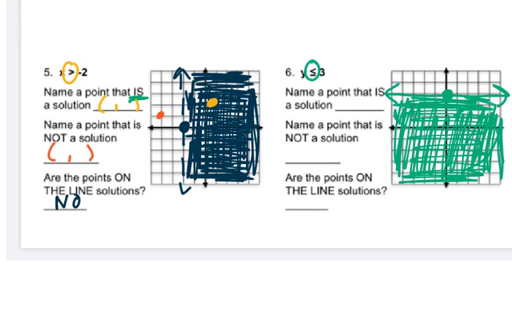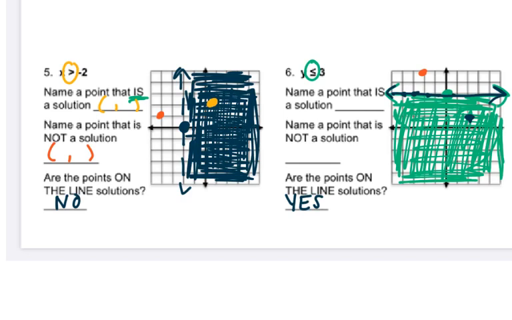Okay, so now you're going to name a point that is a solution. Easy. Any point in the colored area is a solution. Name an ordered pair that is not a solution. Then, are the points on the line a solution? Absolutely, yes, they are, because it's solid. Solid line means that any of these ordered pairs would work. Very easy.